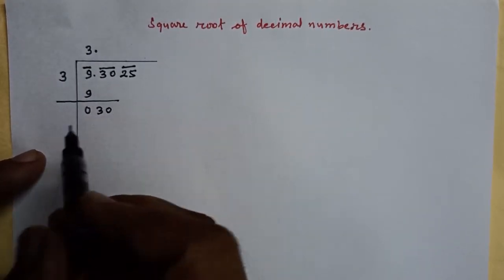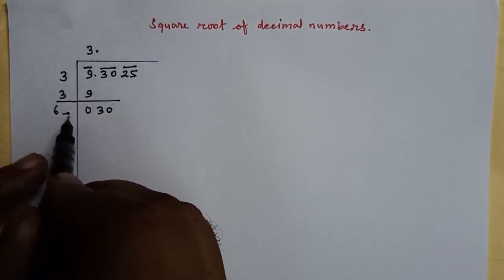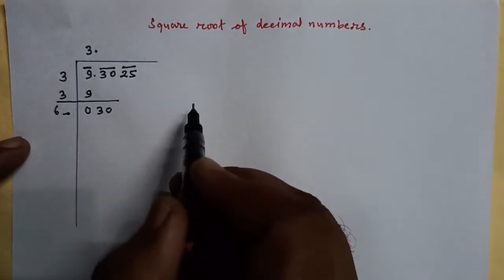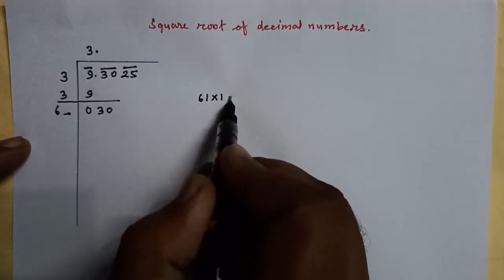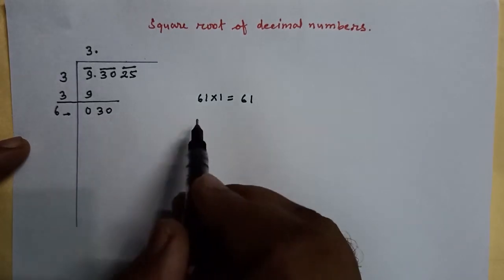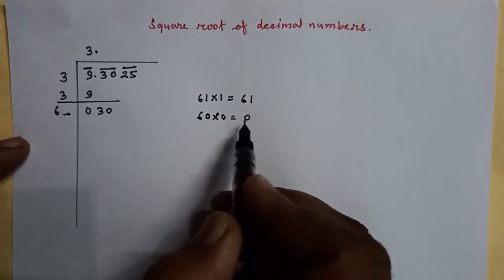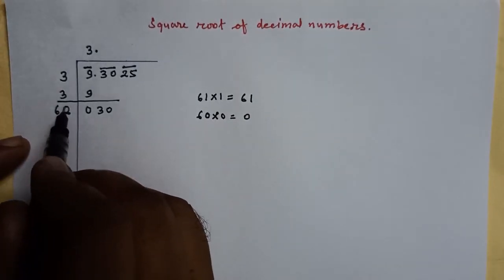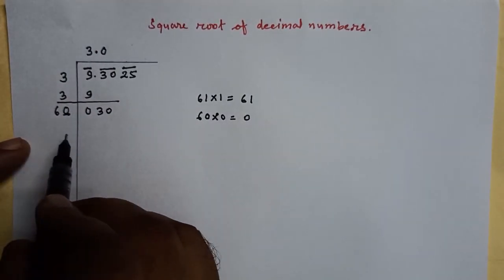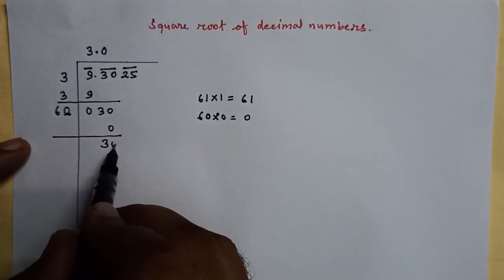The number is 30. 3 plus 3, 6. Now, suppose here 1, then 61 multiplied by 1 is 61. 61 is greater than 30. So, suppose 0. 60 0s are 0. We put 0 in the quotient, and 30 divided by 60, 60 0s are 0. Remainder 30.